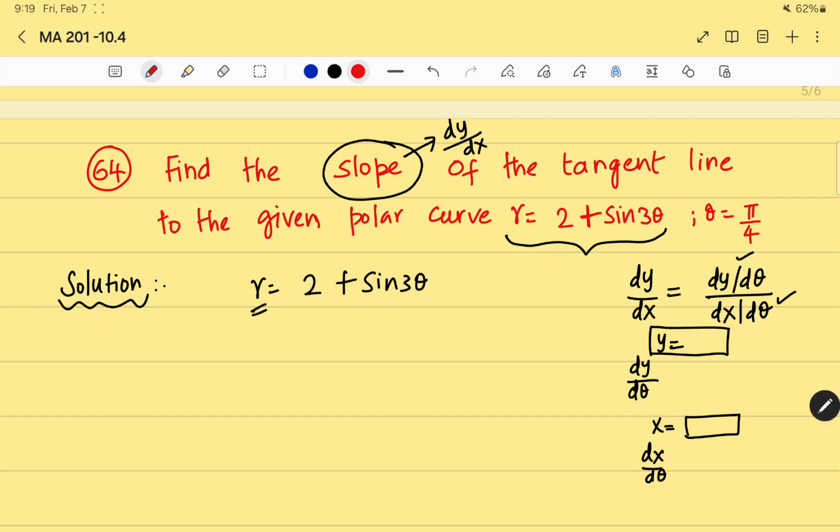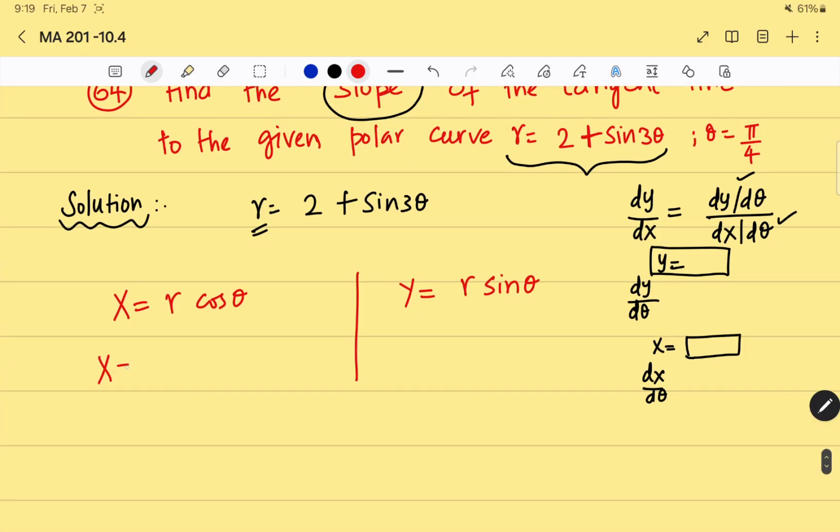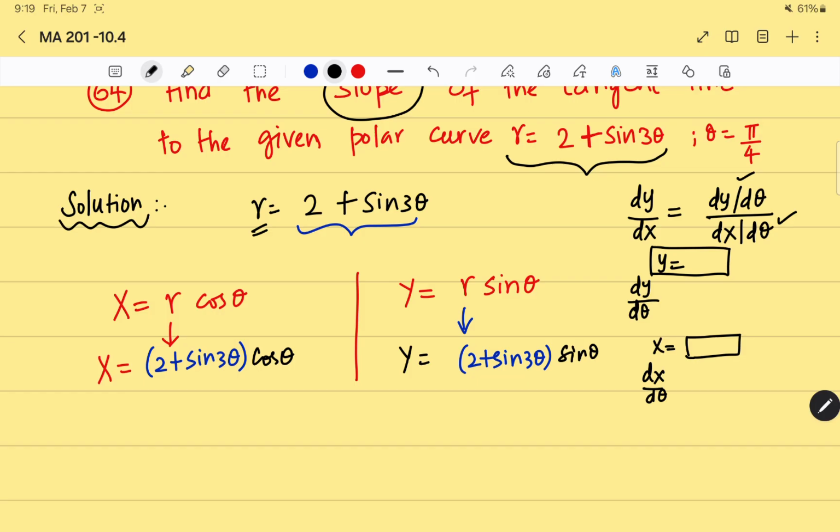What I'm going to do, this is a polar curve. So we know the polar equation. In the start of the video I said x is equal to r cosine theta, and y equals r sine theta. So x equals, what is the value of r? R is 2 plus sine 3 theta, and the value of r here is also 2 plus sine 3 theta. So now this is into cosine theta, and this is into sine theta. So this is your y. So now x is ready, y is ready.